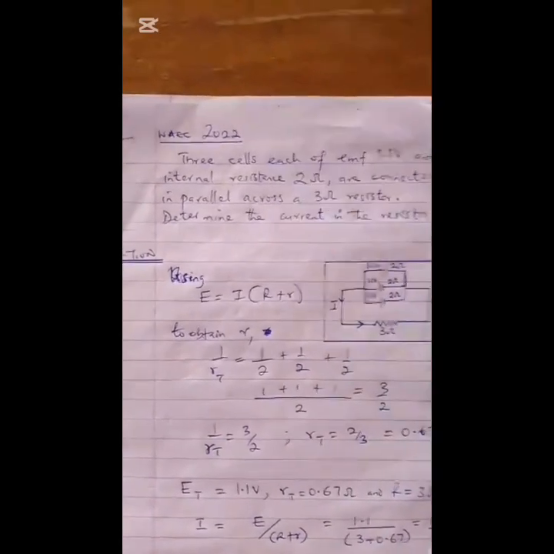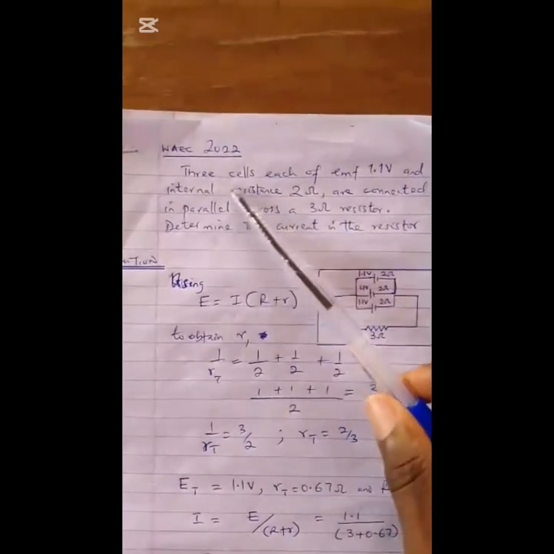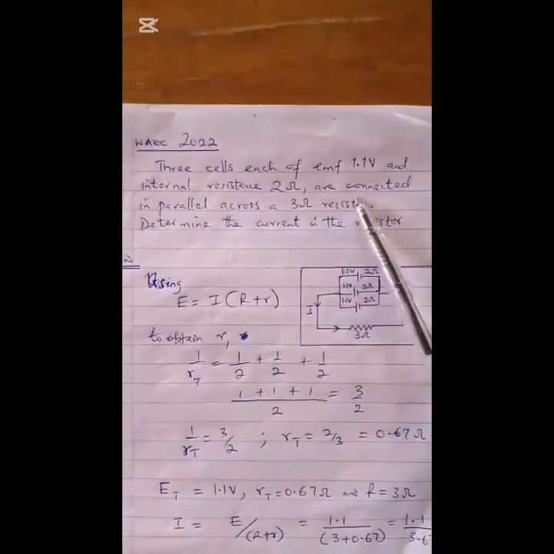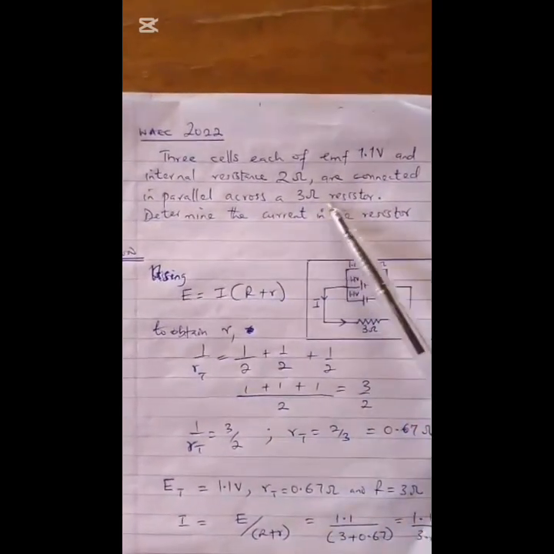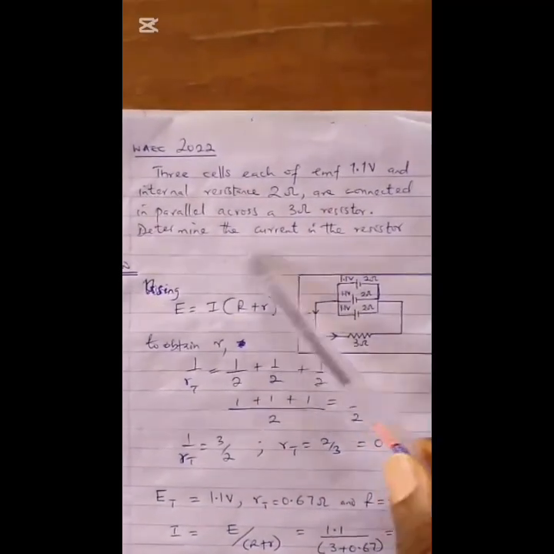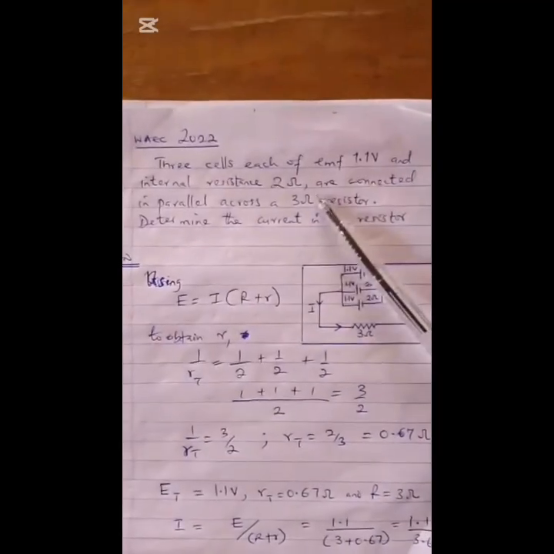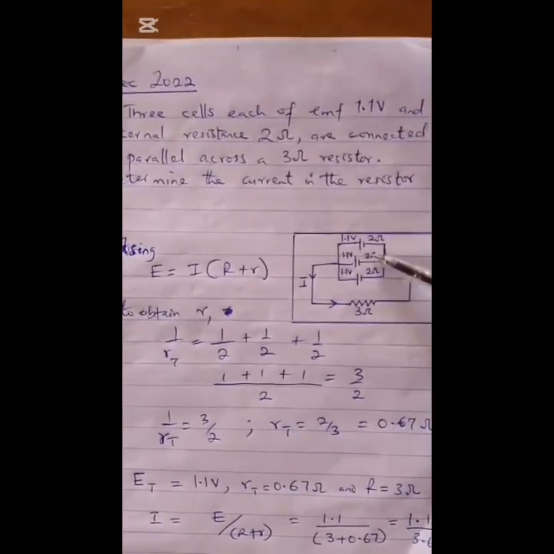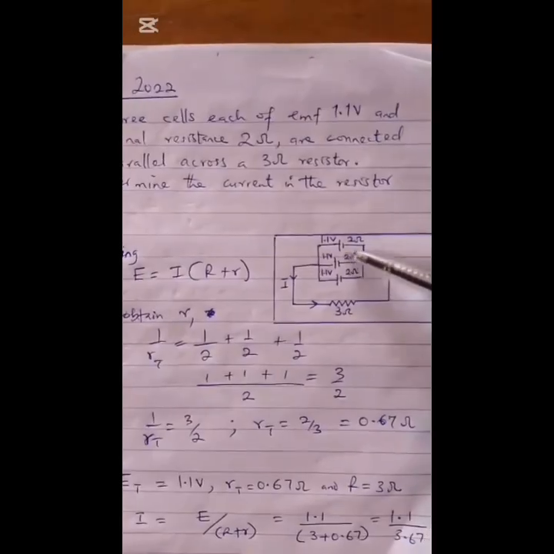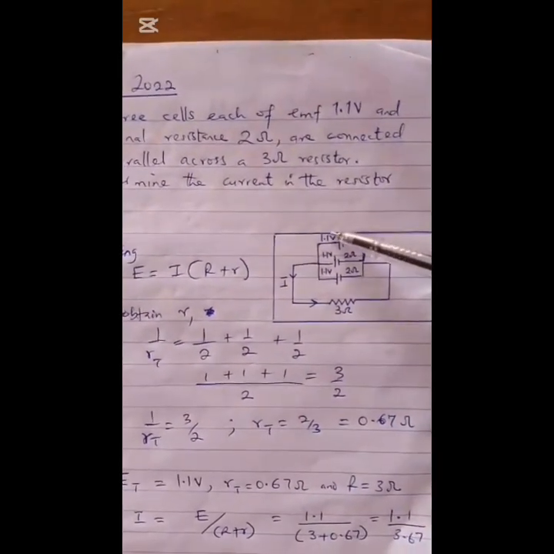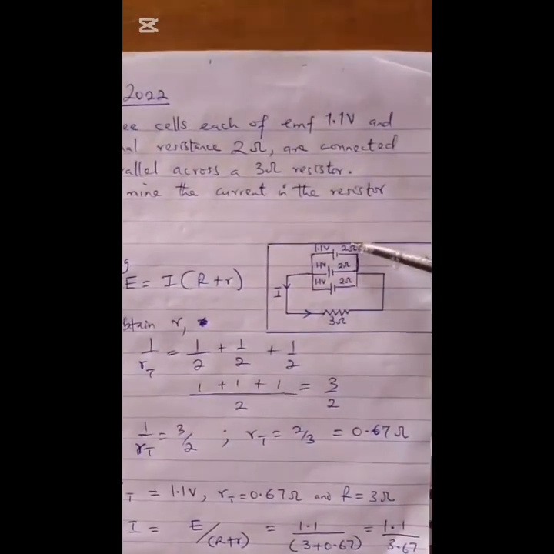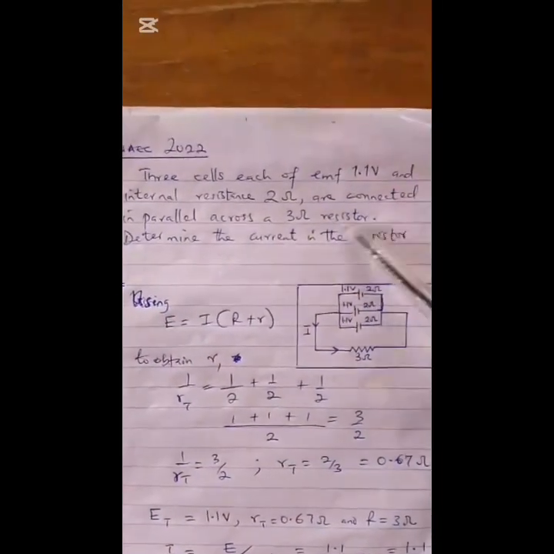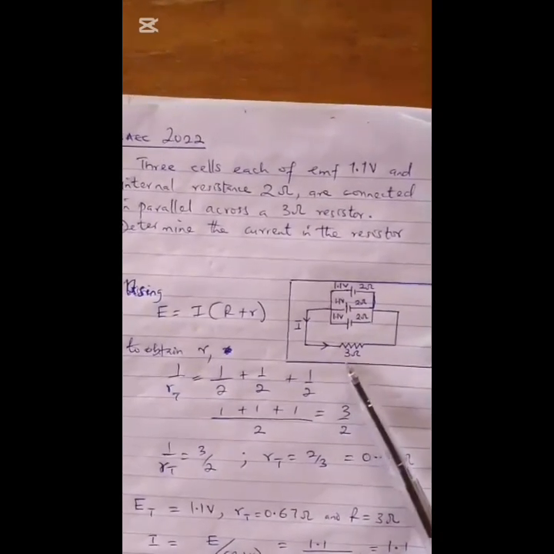Look at this question from WAEC 2022. It says 3 cells, each of EMF 1.1 volts and internal resistance 2 ohms, are connected in parallel across a 3 ohm resistor. Determine the current in the resistor. So this is the diagram. You can look closely in there. So it's 3 cells in parallel, with the symbol for cells. Each has 1.1 volts and an internal resistance of 2 ohms. And they are connected in parallel to an external 3 ohm resistor.